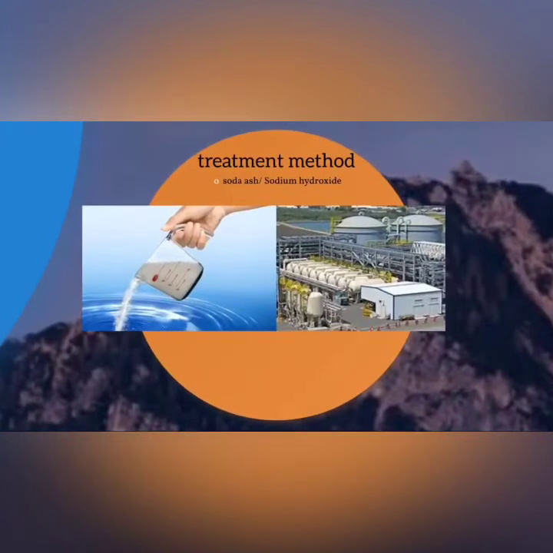Treatment of acidity in water. Soda ash or sodium hydroxide. The soda ash and sodium hydroxide raise the pH of the water to near neutral using neutralizing filters. However, this method causes water hardness problems.